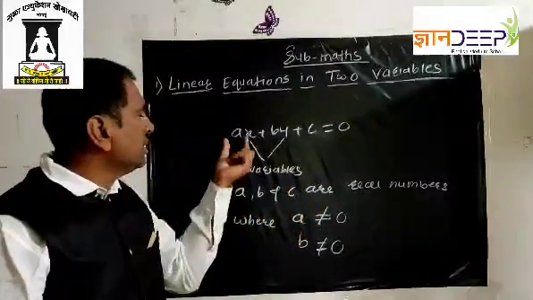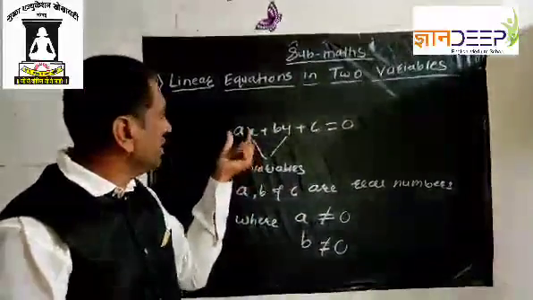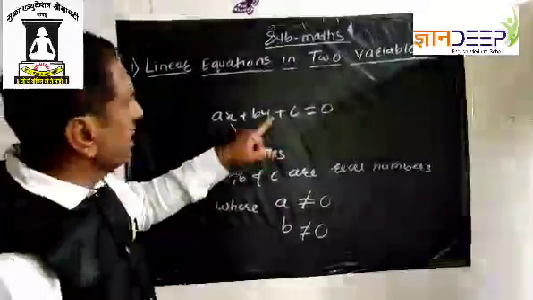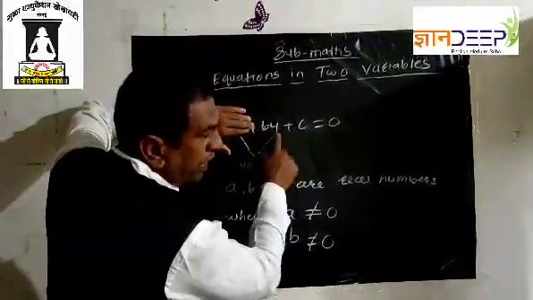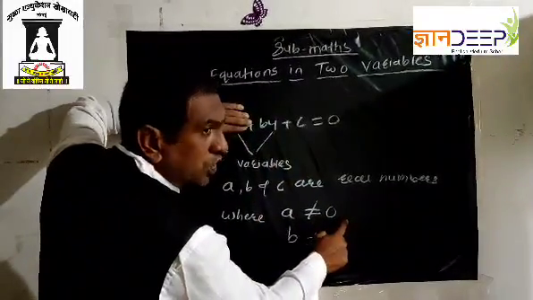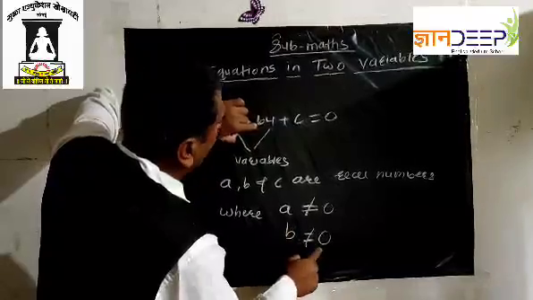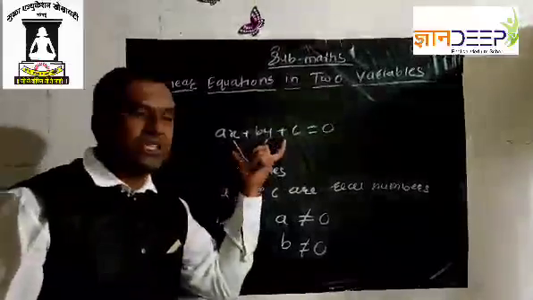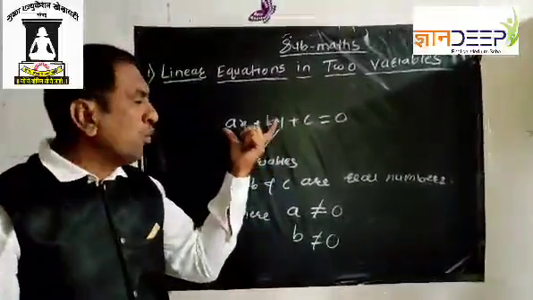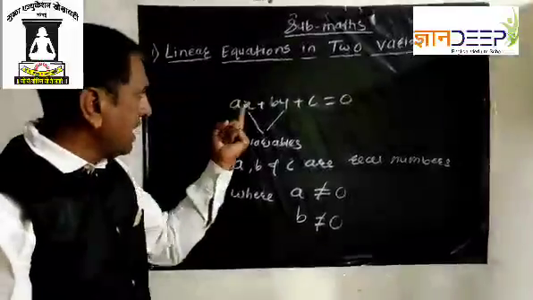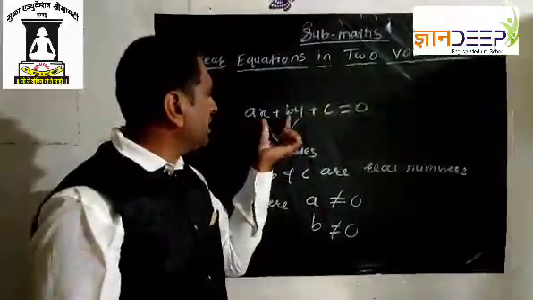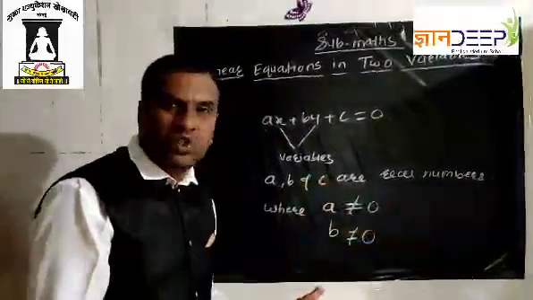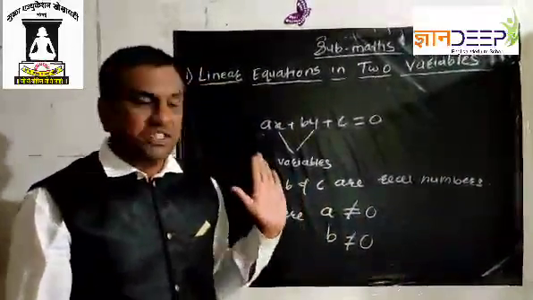If A is 0, then this term becomes 0. And if this one term becomes 0, only two terms remain and one variable remains. That's why it becomes a linear equation in one variable. That's why A is not equal to 0. Same case in B. If B equal to 0, then the middle term becomes 0. What is remaining? Ax plus c. Again this equation becomes a linear equation in one variable. Therefore, in the standard form ax plus by plus c, x and y are the variables, a, b and c are real numbers where a is not equal to 0 and b is also not equal to 0.